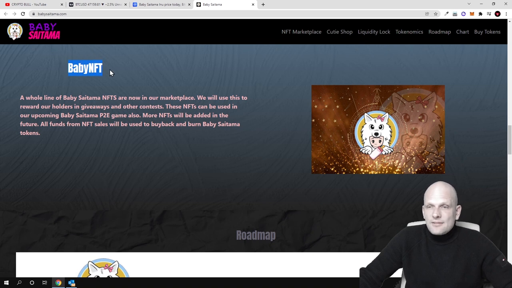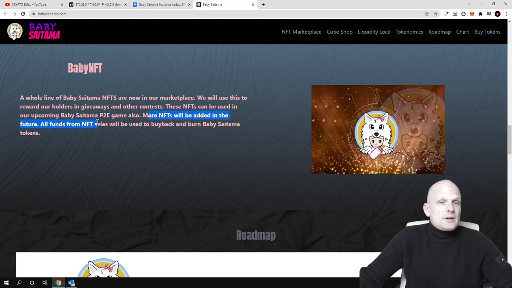There is also Baby NFT, which is another thing being built by Baby Saitama. A whole line of Baby Saitama NFTs are now in our marketplace. While we use this to reward our hodlers in giveaways and other contests, these NFTs can be used in our upcoming Baby Saitama play to earn game also. These NFTs, which they are currently just giving away for free, or some of them, the community will be able to use in this play to earn game, which is the main idea behind this project, guys. And more NFTs will be added in the future.